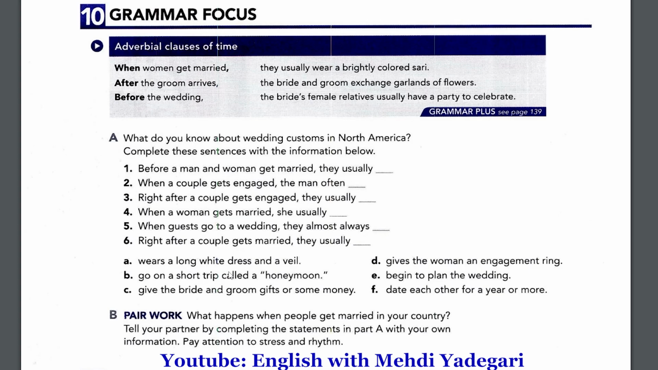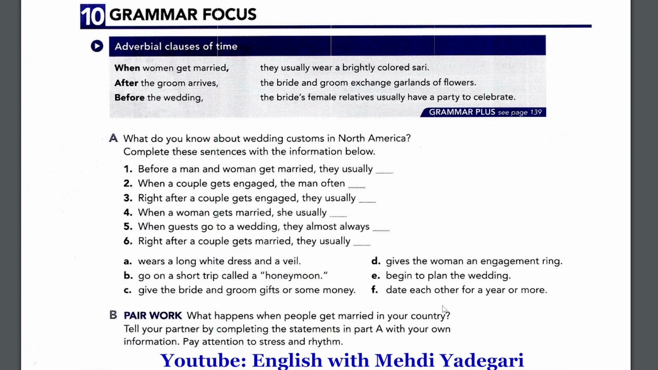Wears a long white dress and veil. Veil means face covering. Go on a short trip called a honeymoon. Give the bride and groom gifts or some money. Give the woman an engagement ring. Begin to plan the wedding. Plan means to make a plan.